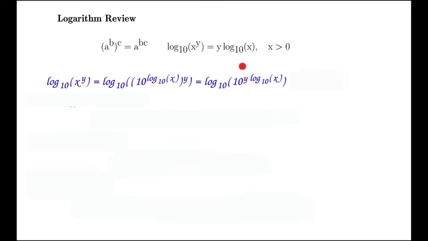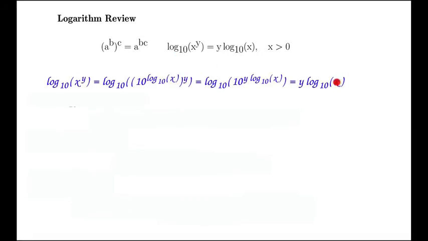Now look what we have. Magic. Log base 10 of 10 to the something, that log base 10 cancels out that 10, and we're left with y times log base 10 of x. That's what we said. Log base 10 of x to the y is y times log base 10 of x. That's using this rule, we can derive this rule.